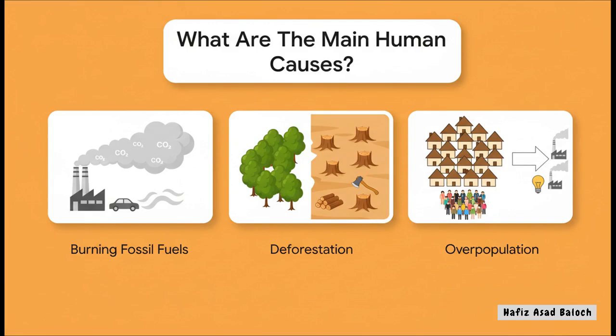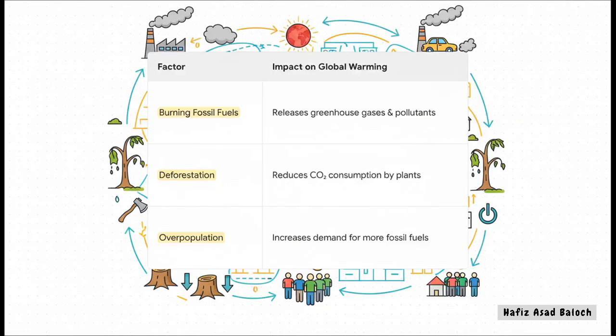There are three main factors your book points to that are affecting global warming. You'll want to remember these. We've got the burning of fossil fuels, deforestation, and overpopulation. Let's take a quick look at each one. So let's connect the dots.